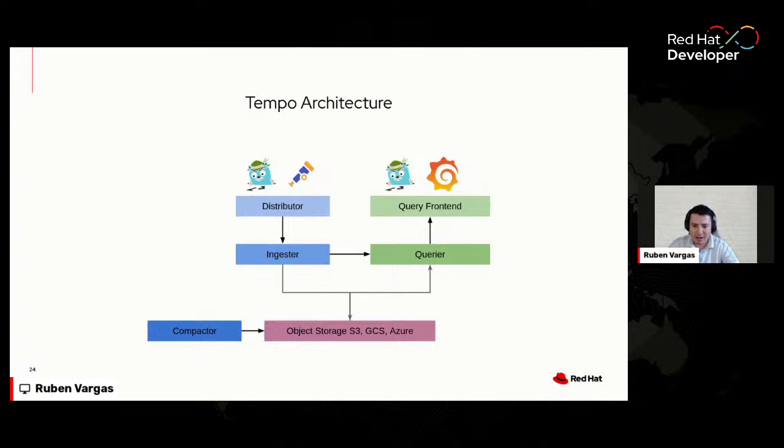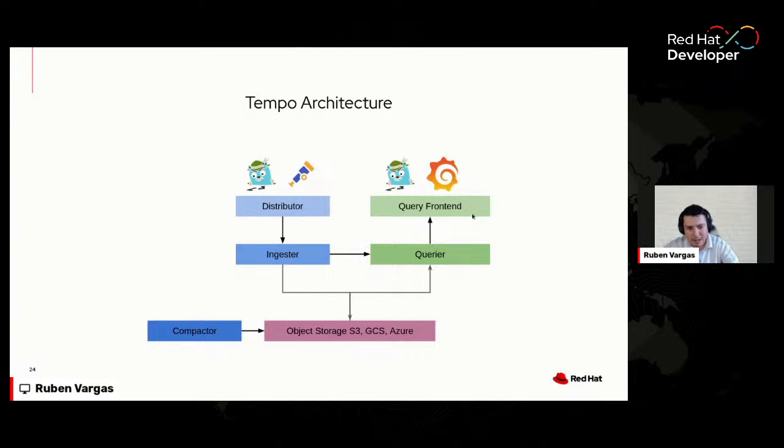And those ingesters are in charge of creating blocks of data, and each n seconds flush them to the object storage. So the ingesters receive the data and store it for a period of time, and after that period of time, they will flush the data to S3 or to the object storage.